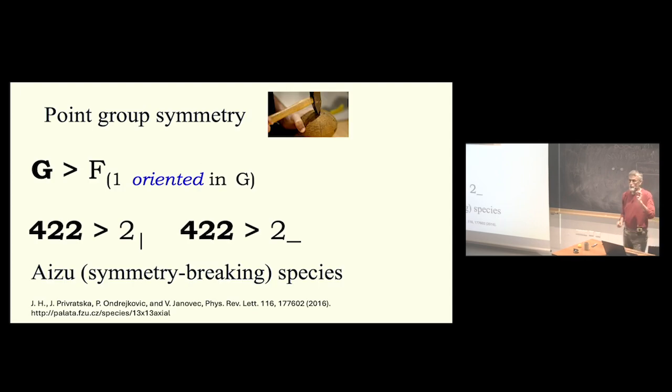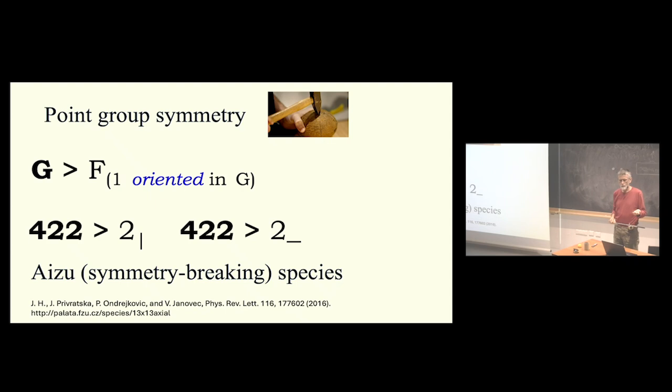So what is important is that a species is a group and subgroup, and somehow there is a relationship between the orientation of the symmetry elements in the low symmetry group with respect to the high symmetry group. So we call it oriented. And G bigger than F means that F is a subgroup of G, and this oriented means that sometimes I have to indicate how it is oriented.